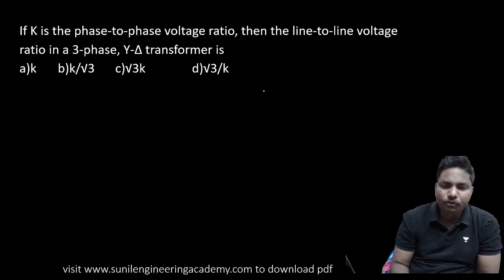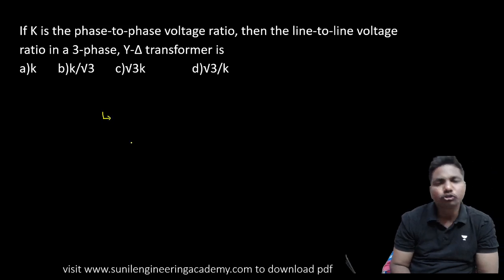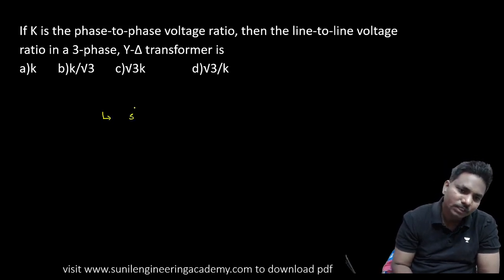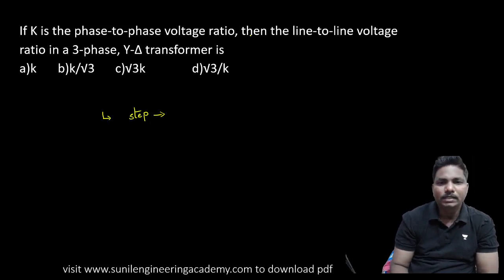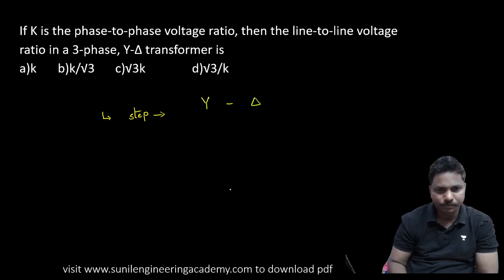For this type of question, just follow my method. I will use a step-by-step approach. The first step is to identify which transformer they have given. Which transformer have they given? Star delta. So mark star delta like this.